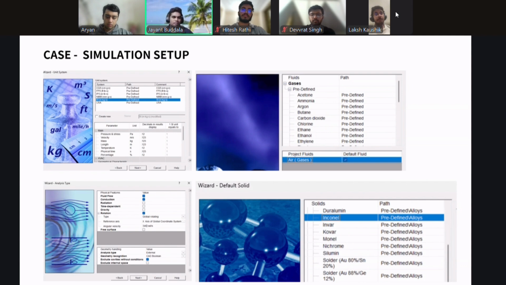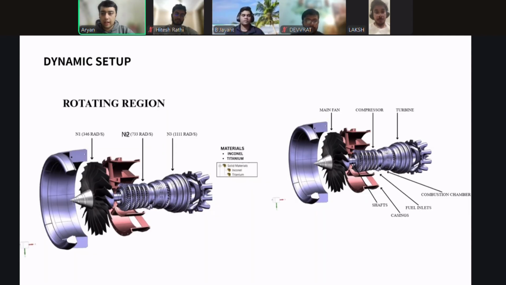After the solver converged, we moved to the post-processing, where we got the velocity and the pressure trajectories. Coming to the dynamic case setup, we have separated the entire rotation of this engine into three different zones. One being N1, which is at the main fan, giving a rotation of 346 radian per second. Then at the compressor, we have given a rotating region of 733 radian per second. Moving on to the main turbine area, we have given a rotation of 1111 radian per second.